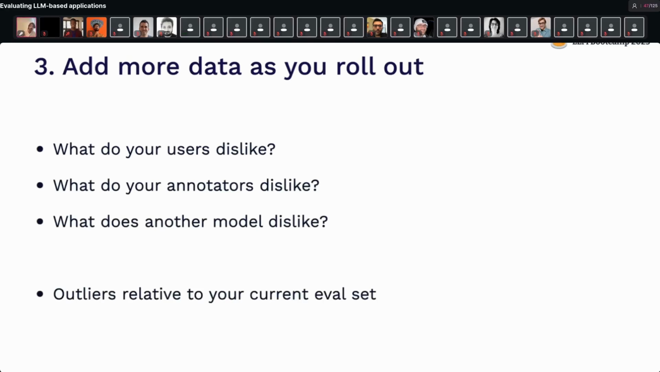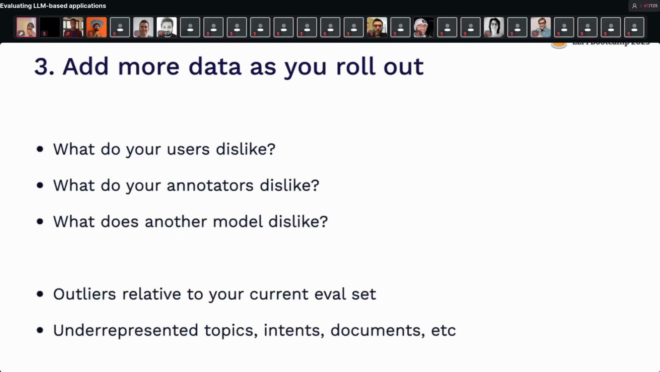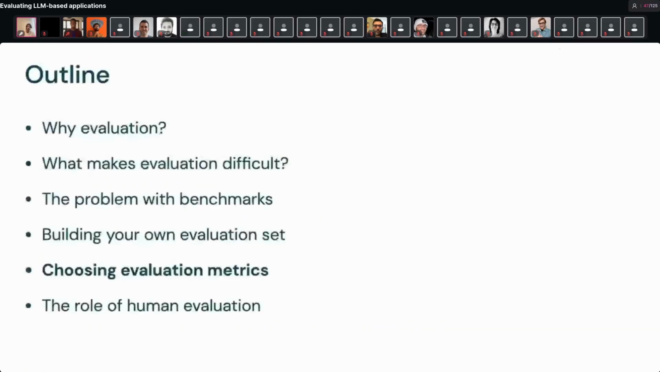You might want to look for outliers relative to your current evaluation set. You might want to look at underrepresented topics in your current data set. So all these different heuristics, all building up to taking production data that is interesting, so different or hard, and feeding that back into your evaluation set so that you're progressively evaluating on more and more challenging and more interesting data over time.